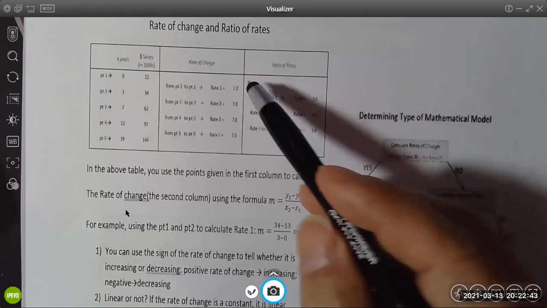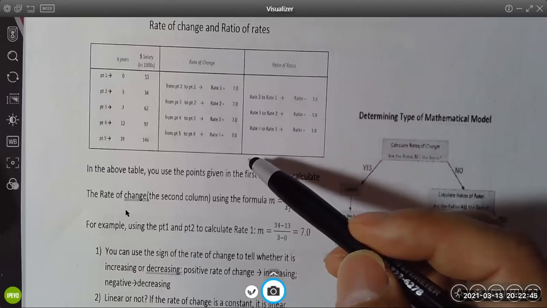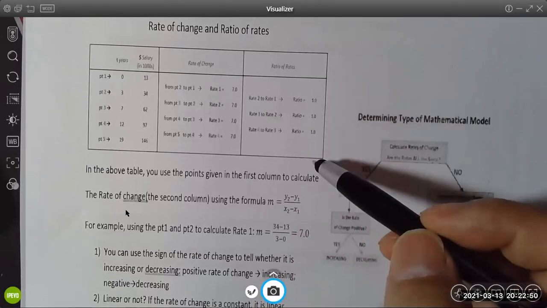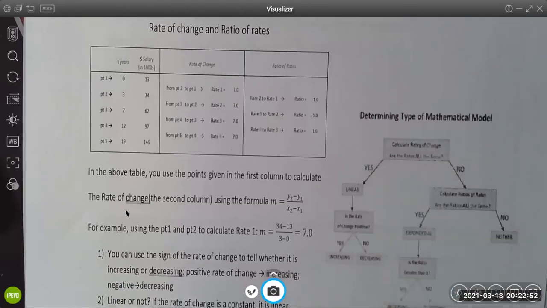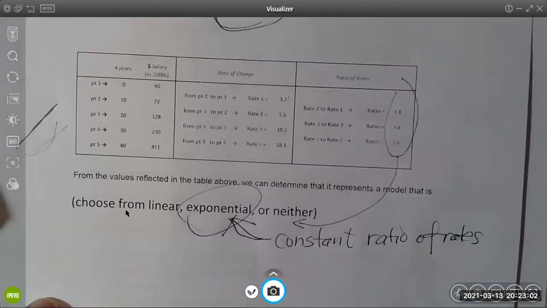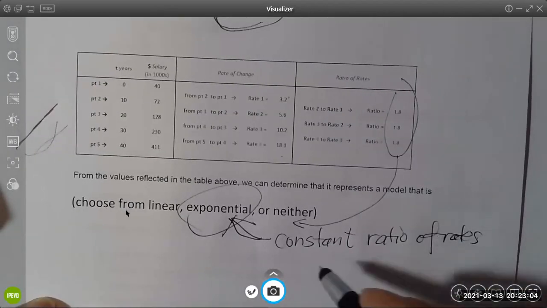If it is not the same, that means it's not linear. Then you have to look at this. If this is a constant, well, there's a problem here actually. On the previous page, I said it's constant, but it has to be non-zero.